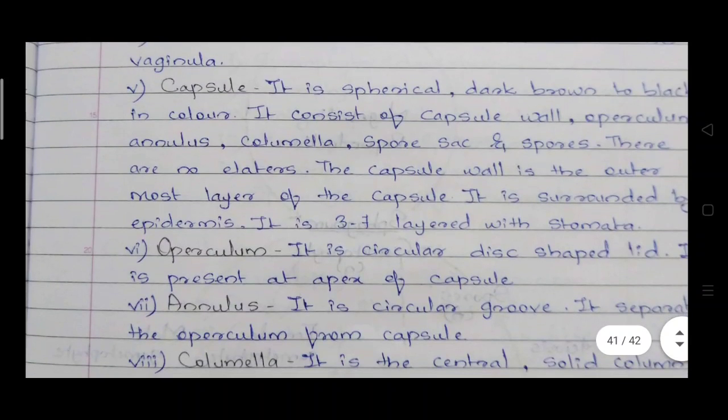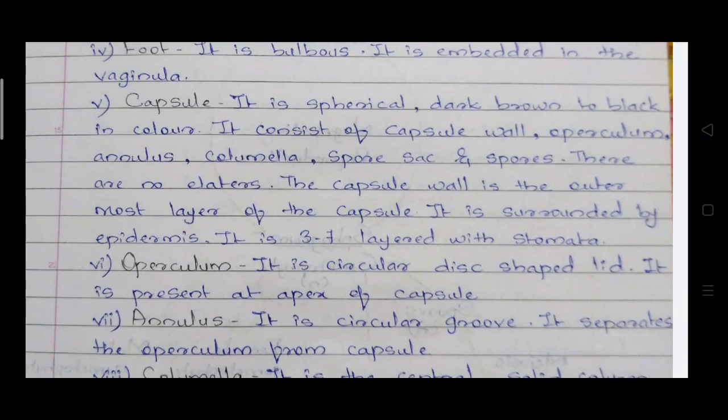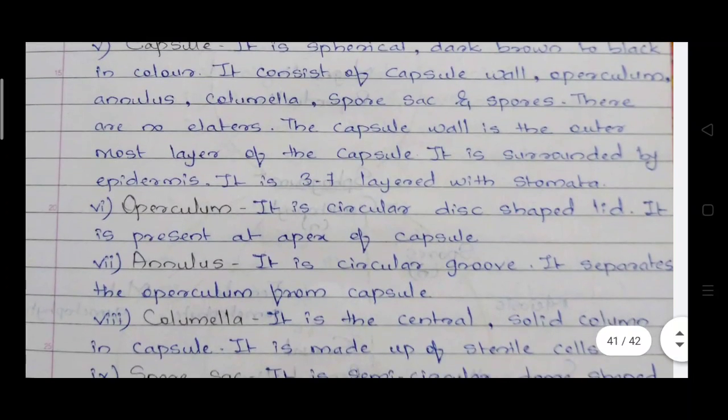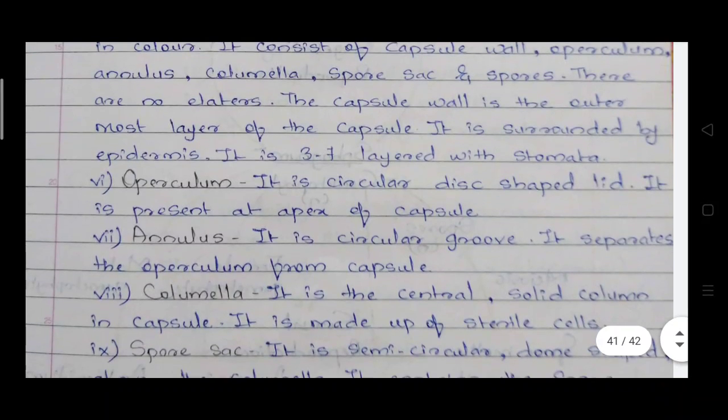Then the capsule in sphagnum is spherical in shape, dark brown to black in color, and consists of the capsule wall. It also has the operculum, annulus, and columella. It encloses the columella, spore sacs, and spores. In it there are no elaters. In the first two bryophytes we saw elaters present in the sporophyte, but in sphagnum there are no elaters.